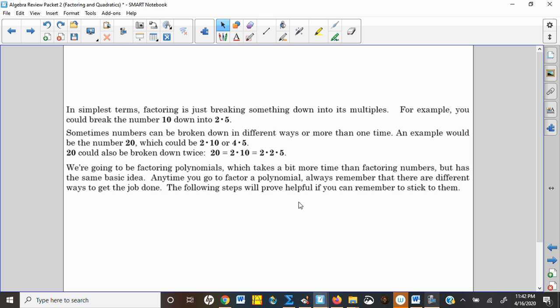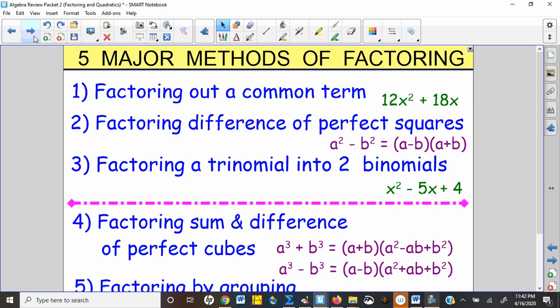Some polynomials we're going to find can actually be factored multiple ways. You can use one method and then follow it up with another method. It doesn't happen super often, but it's something you definitely want to keep your eye out for. So as I mentioned, 5 major factoring methods. The most common one, the first one you ever learn in Algebra 1, is factoring out a common term, or factoring out a monomial, okay?